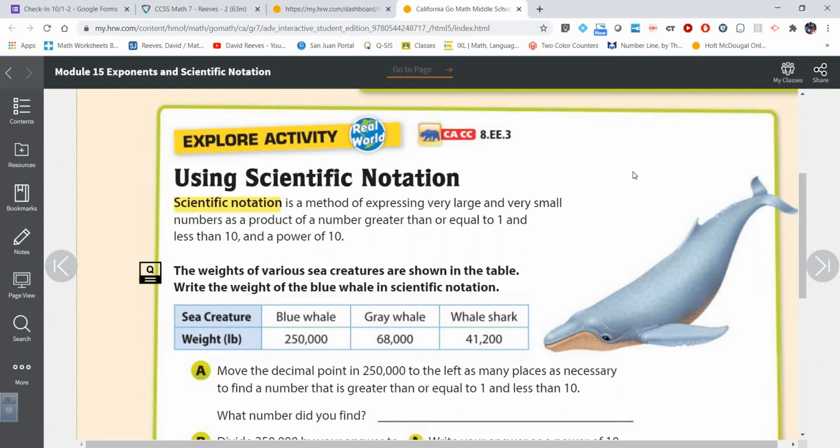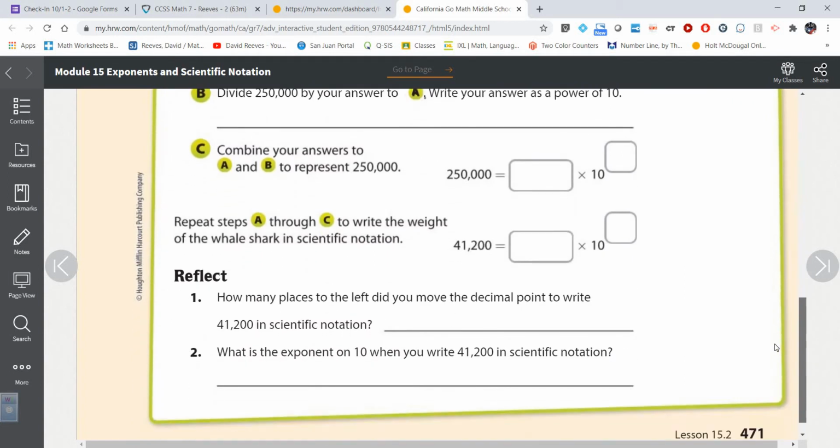So if it were a very small number, we'd be going the opposite direction, right? And remember when you learned place value after the decimal, you have tenths, hundredths, thousandths, and so on. So scientific notation is a way to write very large or very small numbers, and you start with a number that is greater than or equal to 1 and less than 10, and you multiply it by a power of 10.